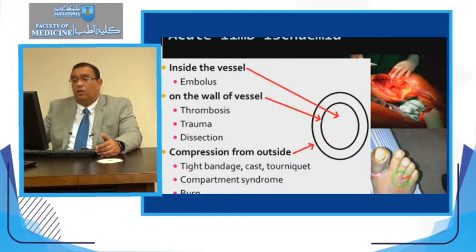Here is another repetition of the causes, which can be classified as follows. From inside the wall, it is an embolus. In the wall of the vessel, it is either thrombosis or traumatic injury, or dissection of the vessel like aortic dissection, or compression from outside like a tight bandage, cast, tourniquet, or compartment syndrome and burn.